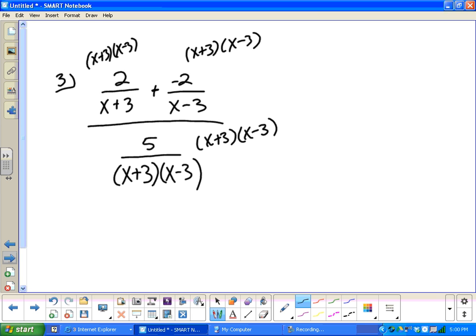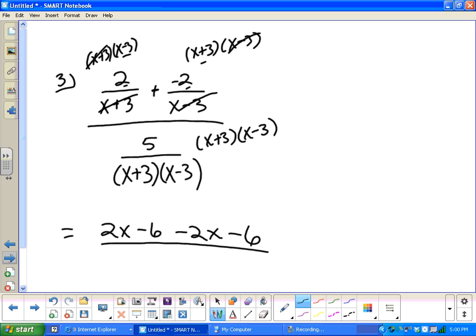Okay, so now it should get rid of all the fractions. So x plus 3s are going to cancel there. And so that leaves me with 2 times x minus 3, which would be 2x minus 6. Now my second one here, these x minus 3s are going to cancel. And then negative 2 times x plus 3 would be negative 2x minus 6. Okay, and on my denominator, pretty much everything kind of goes away there except for the 5.